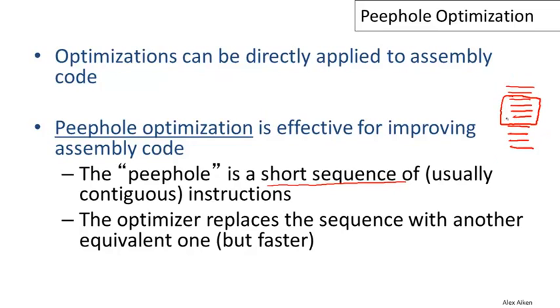And what the optimizer will do is it will stare at this short sequence of instructions, and if it knows a better sequence, it will replace that sequence by the other one, and then it will repeat this, as I said, applying other transformations to possibly the same or other parts of the assembly program.